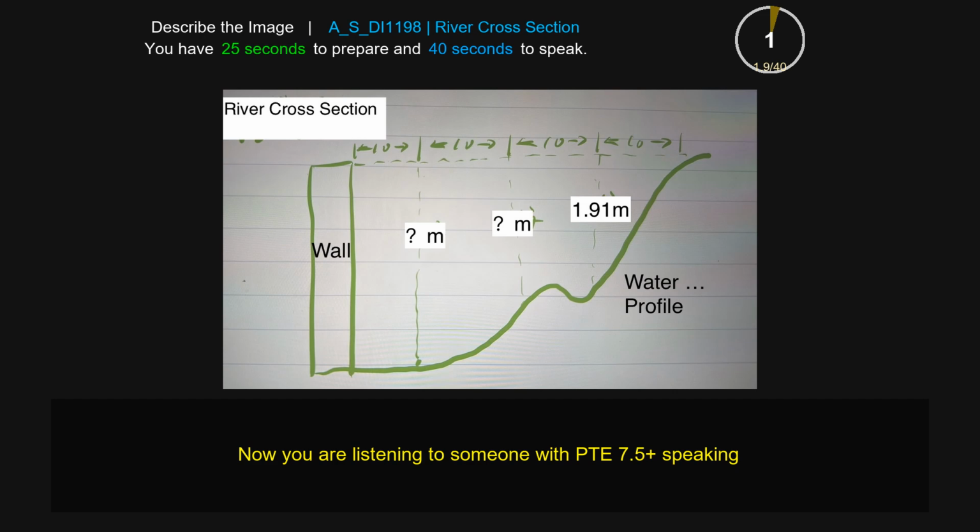The image shows a river cross section that includes a vertical wall on the left and a rising water profile on the right. The diagram displays two unspecified distances followed by a marked height of about 1.91 meters. Overall, the shape of the riverbed curves upward towards the right, indicating changes in depth and elevation. In summary, the image provides a clear visual representation of the river structure and water level.